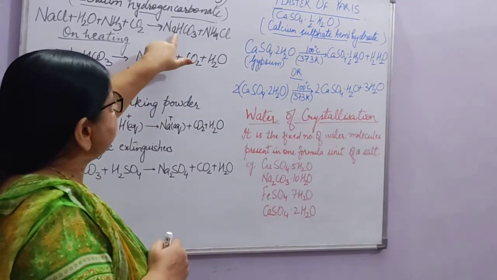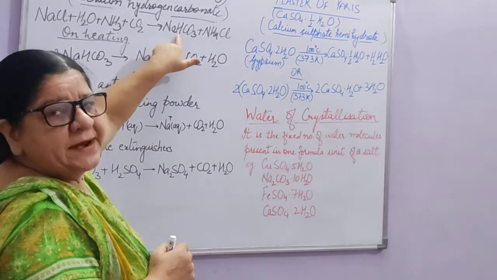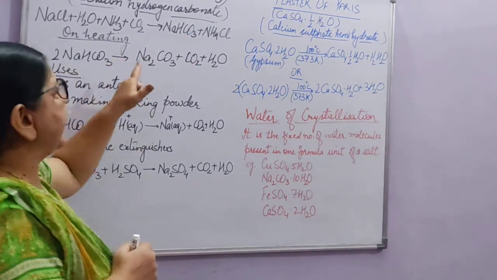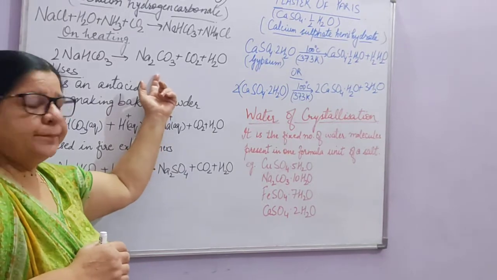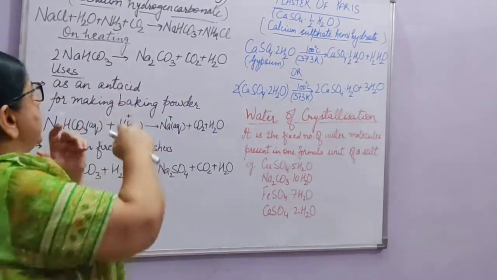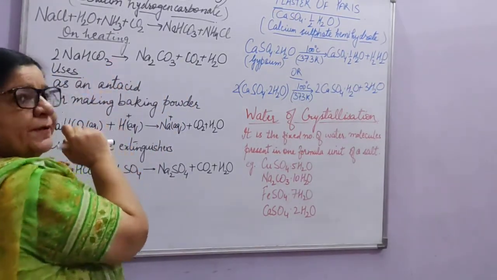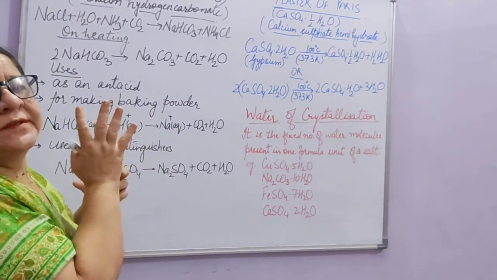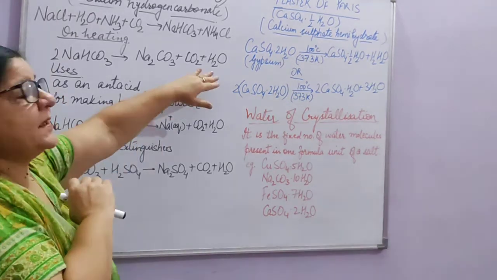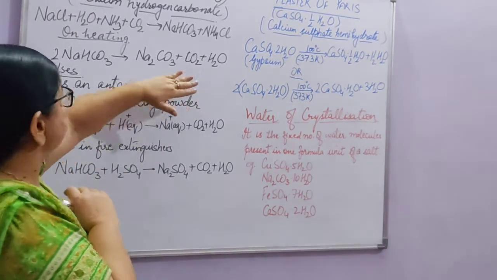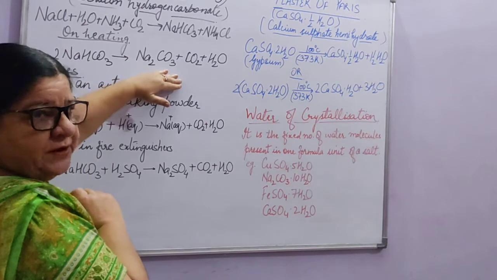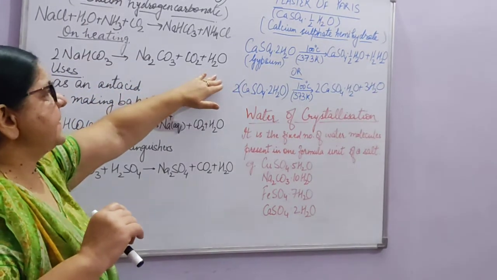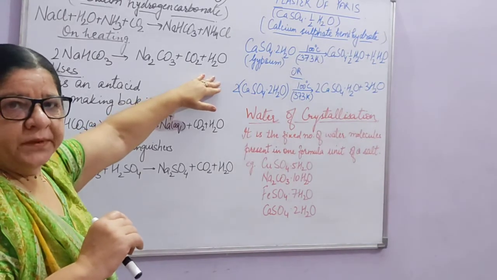Now when we heat this sodium hydrogen carbonate, on heating we get sodium carbonate plus carbon dioxide. Because it is a carbonate, as I told you before also, whenever we heat any carbonate, always carbon dioxide gas plus water is released. So here also we get Na2CO3, that is sodium carbonate, plus carbon dioxide plus water, right?